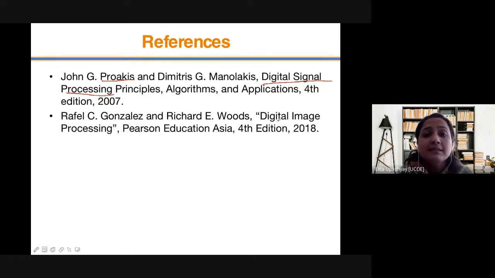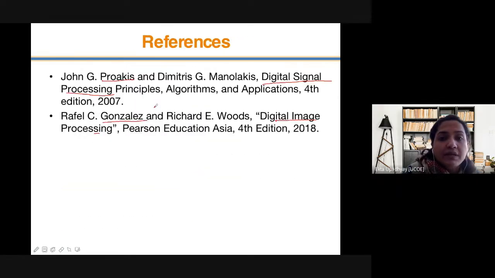Similarly, for image processing, I have a standard textbook, that's Gonzalez. So these are the two standard reference textbooks that you all are going to refer for signal processing and for image processing, right?